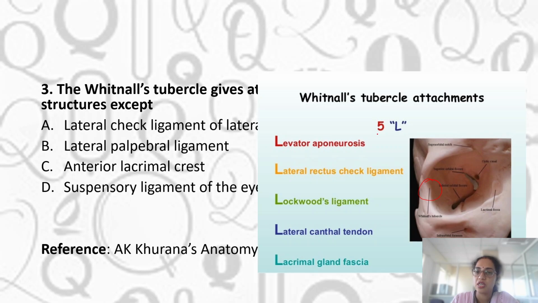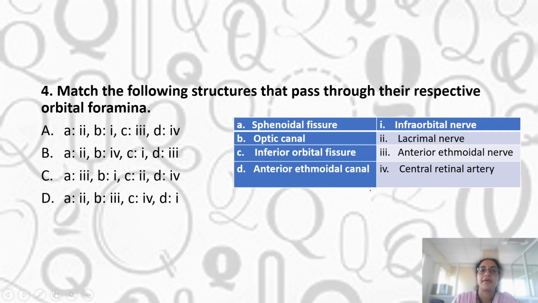Okay, it gives attachments to 5 L's: levator aponeurosis, lateral rectus check ligament, Lockwood's suspensory ligament of the eye, lateral canthal tendon, and lacrimal gland fascia. I hope it's clear. Match the following structures that pass through their respective orbital foramina.